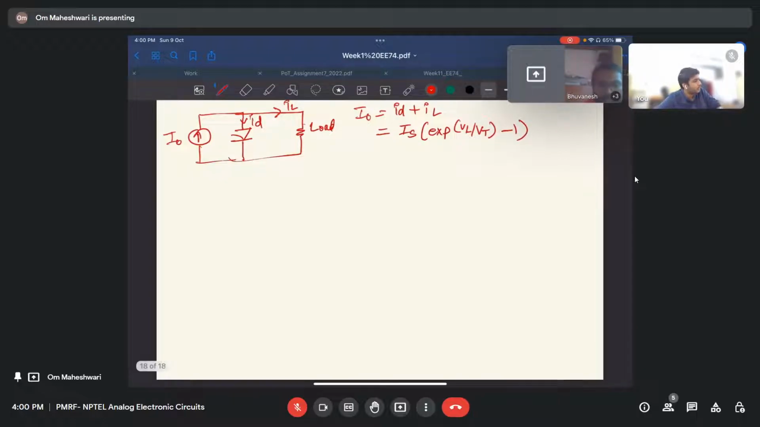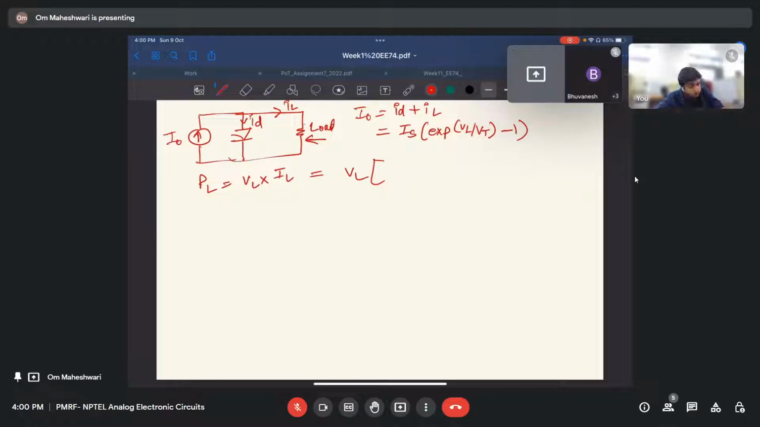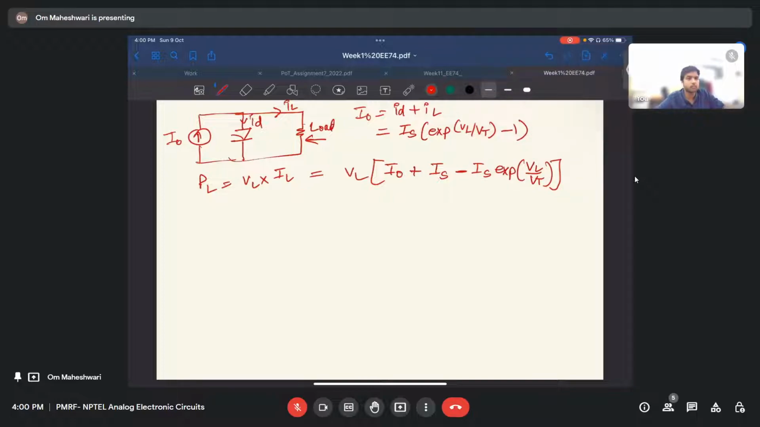And we have power here. PL equals VL times IL. So it is VL times I naught plus IS minus IS EXP VL by VT. Till here it is clear, right? Yes, sir. Okay. So next, what are they doing to find the maximum power?